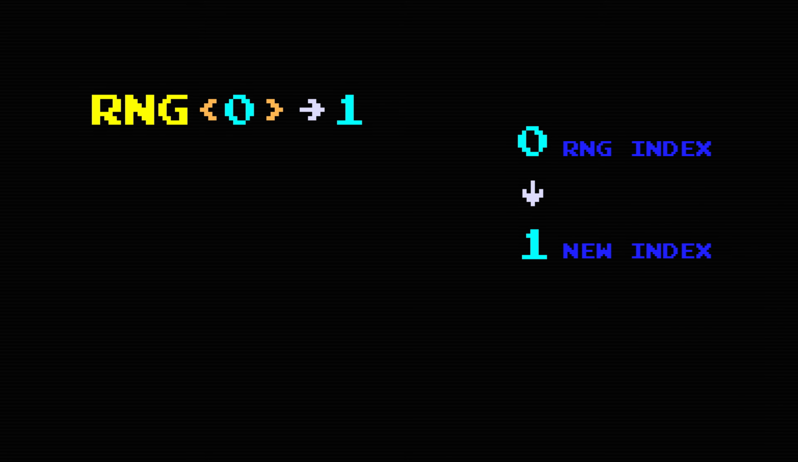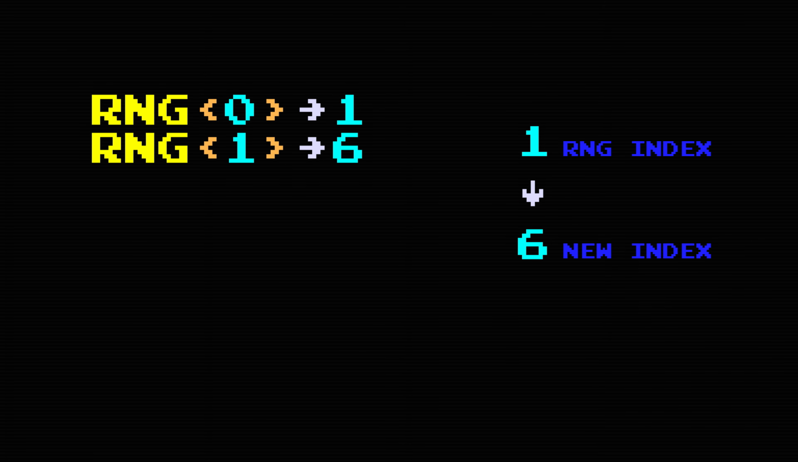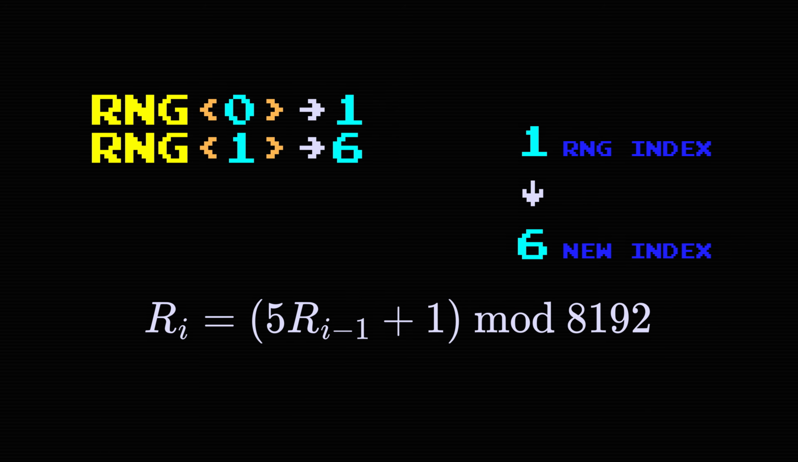Then, the next time a random number is needed, it uses the number 1 as its input. In this case, if 1 is its input, the output will be the number 6. Like I said, the rule is very simple. We take the input index, multiply it by 5, and add 1. That's it. Well, and also modulo by 8,192, which just means if the result is greater than 8,192, divide it by 8,192 and then take the remainder.